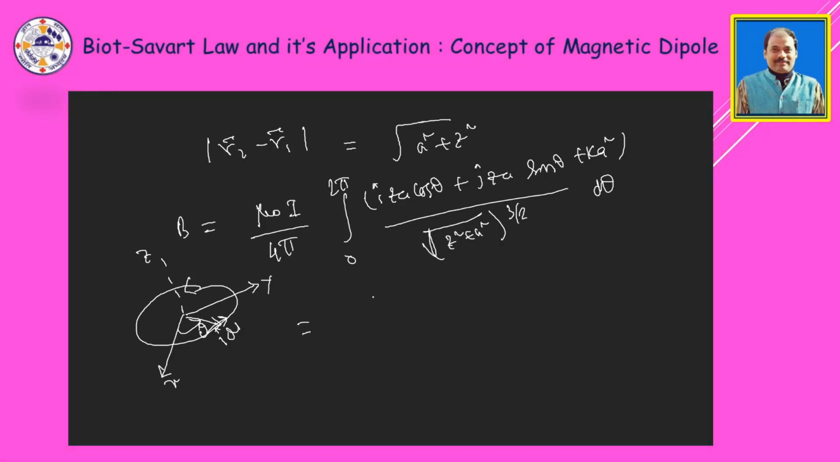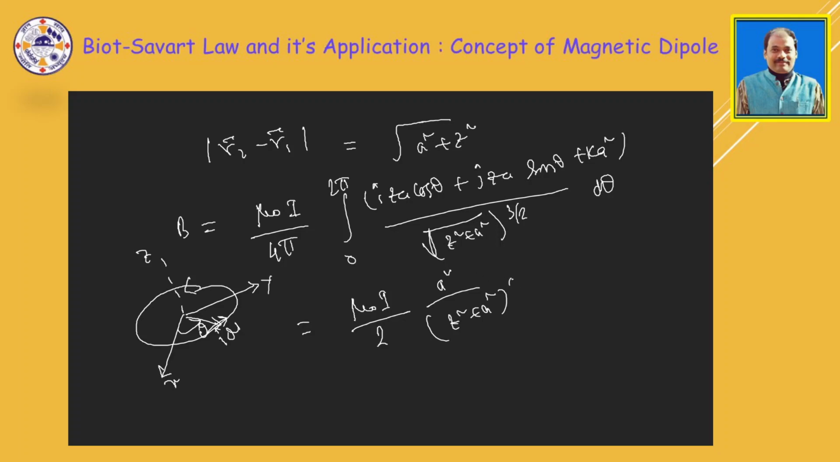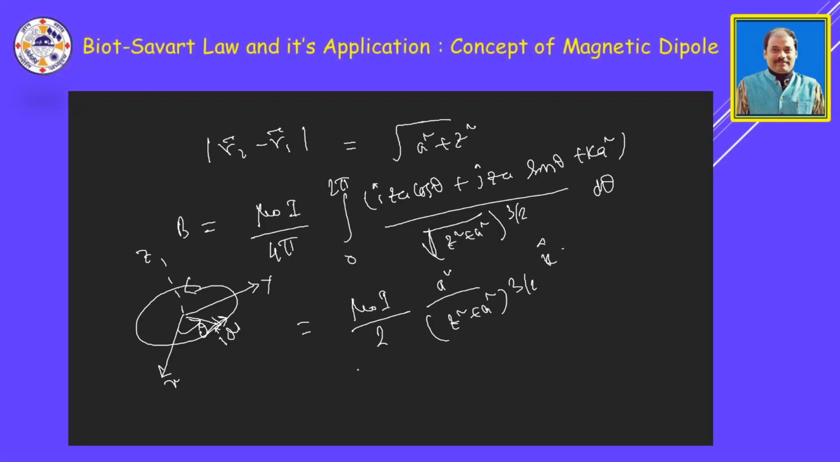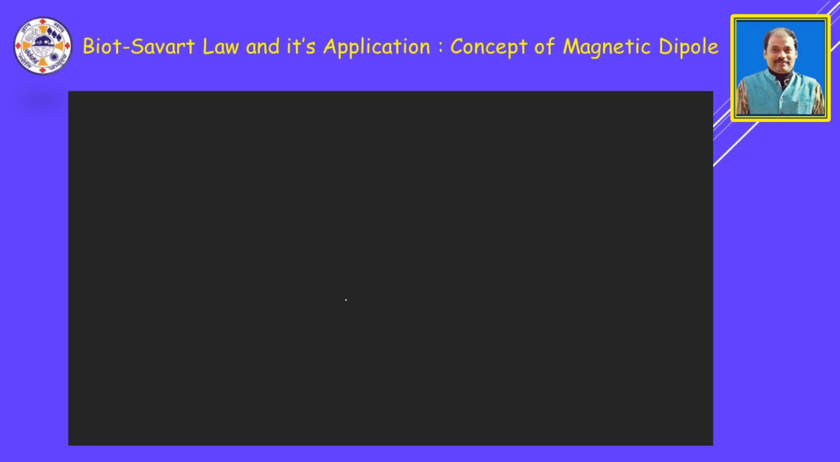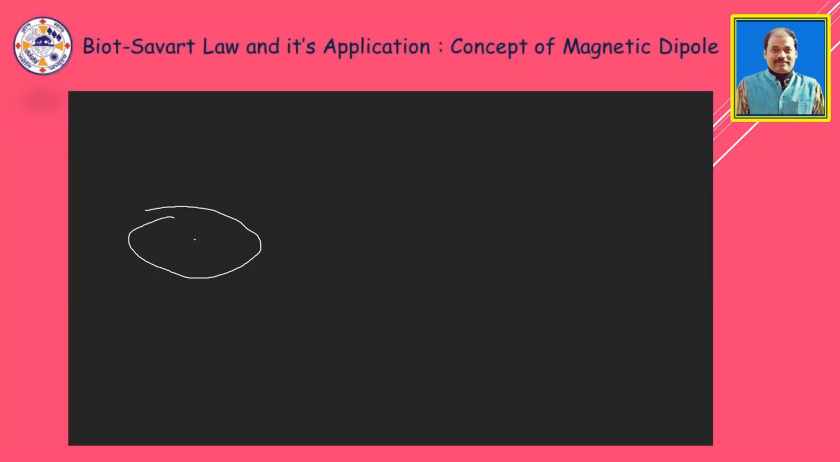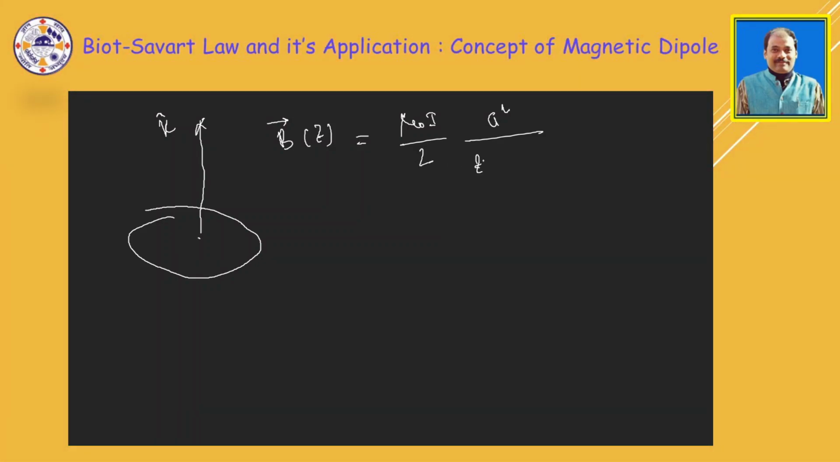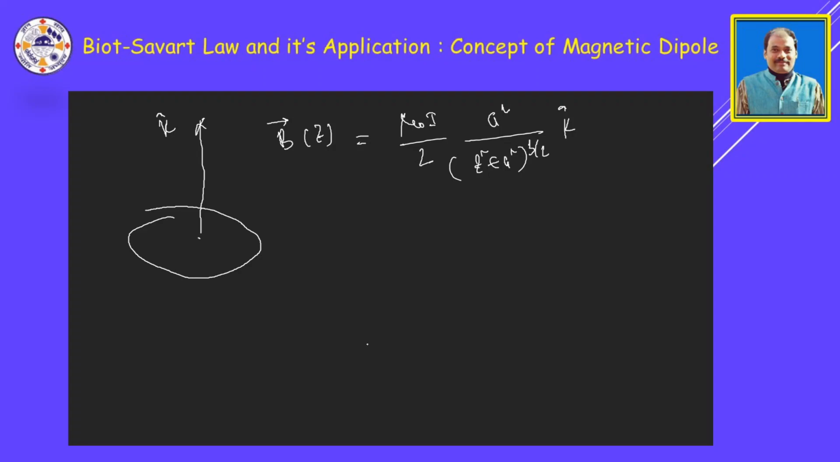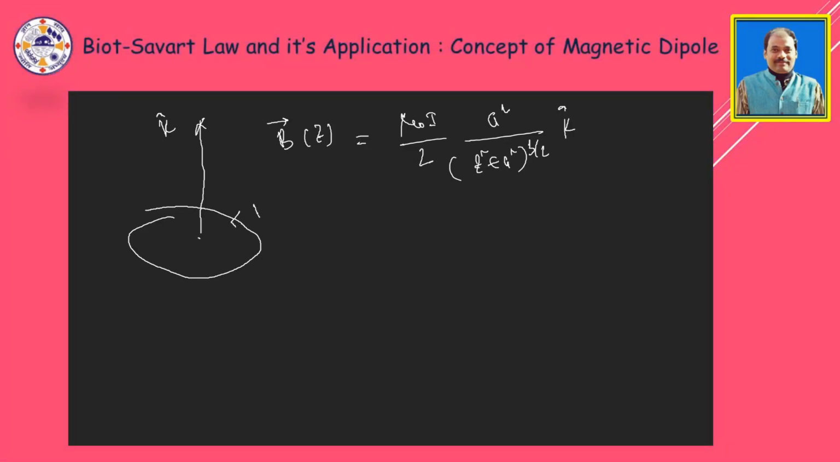Now if I integrate these terms, I find mu 0 I divided by 2 into a square divided by z square plus a square, the whole to the power 3 by 2, into k hat. So what will be the direction of the magnetic field? The direction of the magnetic field is along k hat. So B as a function of z is equal to mu 0 I by 2 into a square divided by z square plus a square, the whole to the power 3 by 2, into k hat. This is the magnetic field at an axial point for a closed current forming a circular loop I.